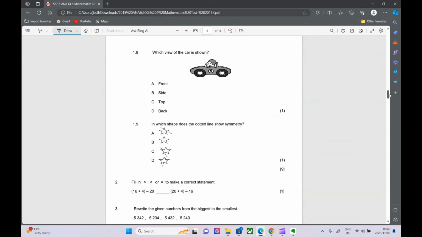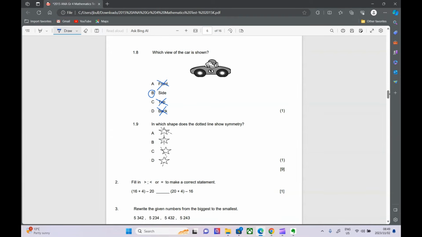Question 1.8, what view of the car is shown? Usually you can tell this pretty easily. So are you looking at it from the front? No, we're not. We are looking at it from the side. We're not looking at it from the top, and we're not looking at it from the back.